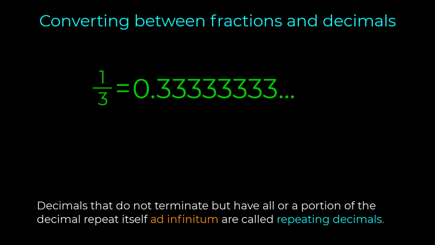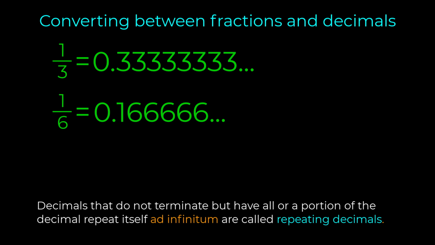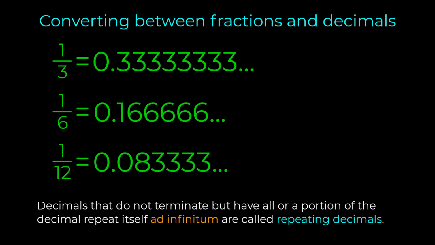There are a lot of examples of repeating decimals. The fraction 1/6 gives us the repeating decimal of 0.16666 with the 6 repeating ad infinitum. 1/12 gives us the repeating decimal 0.083333 with the 3 repeating ad infinitum.